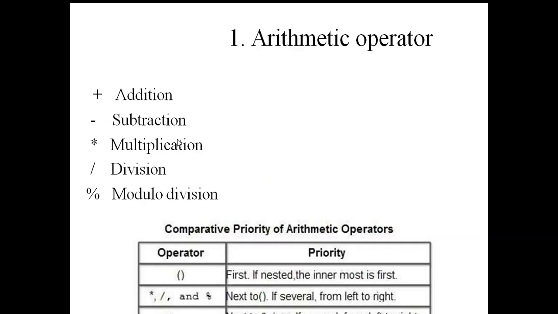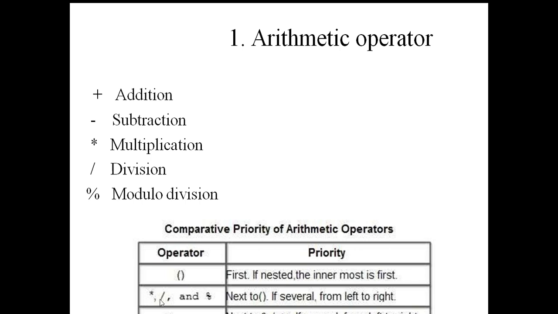Let's look at the first type of arithmetic operator, that is plus, the addition operator. And also let's look at the subtraction, multiplication, division and modulo division. And we have a table that expresses the comparative priority of arithmetic operators. So the first operator is left parenthesis and right parenthesis. If nested, the innermost is first. So inside these left and right parentheses, whatever is there, that will take the first priority.